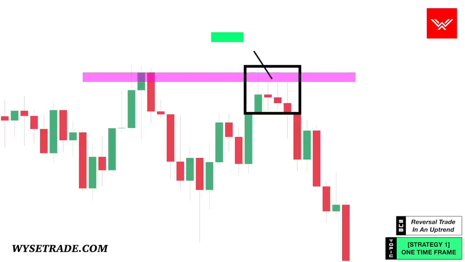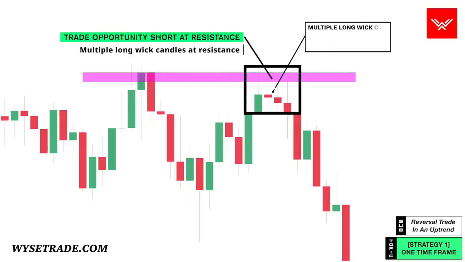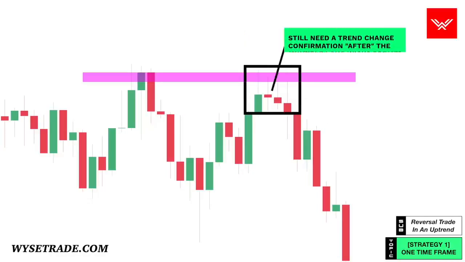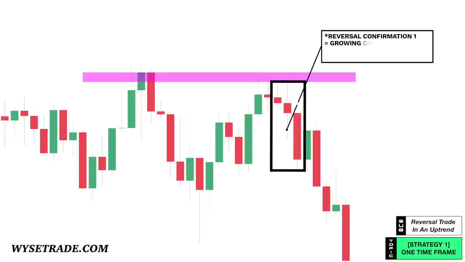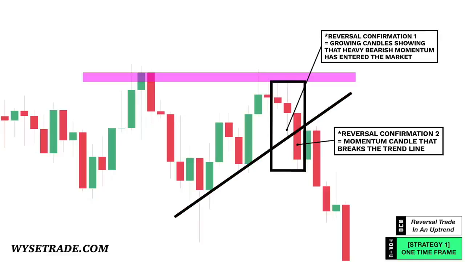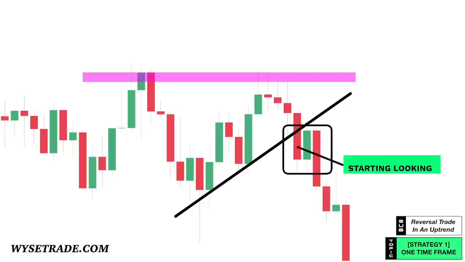Once price hit the level, you had perfect multiple long wick candles, which shows that price tried over and over and over again to push through the level but failed, showing that the resistance level held strong and that it is valid this time around. You then needed a trend change confirmation, which you got in two parts. First, you had candles that were increasing in size, showing heavy bearish momentum had entered the market. And two, to cap it off, you had a momentum candle break through the trend line. All of this signals a confirmation of the reversal from an uptrend to a downtrend. At this point here is when you would take a trade entry short, so going in the opposite direction.